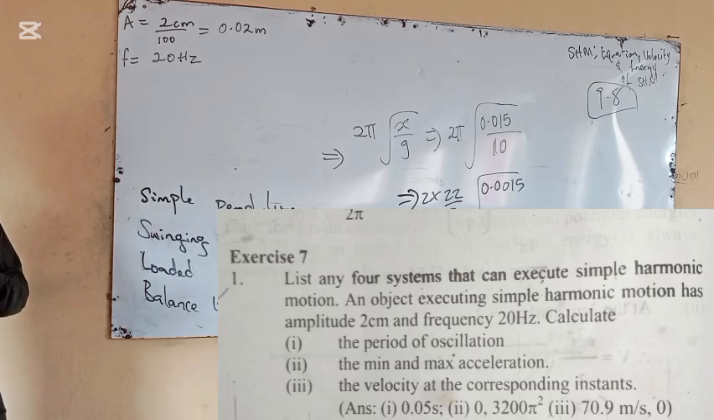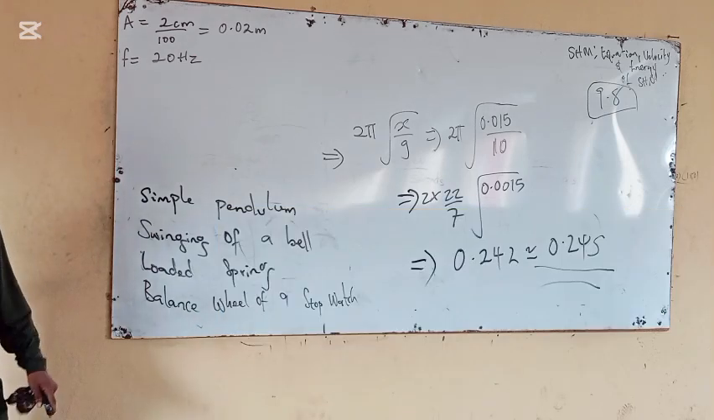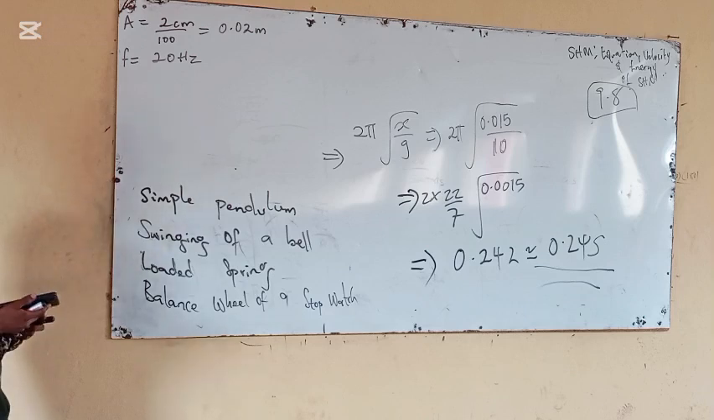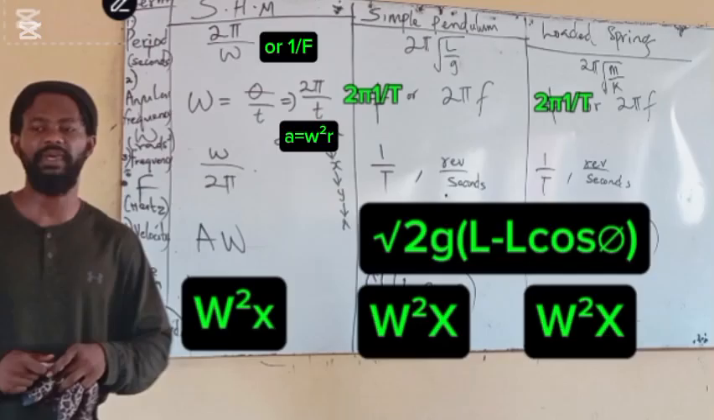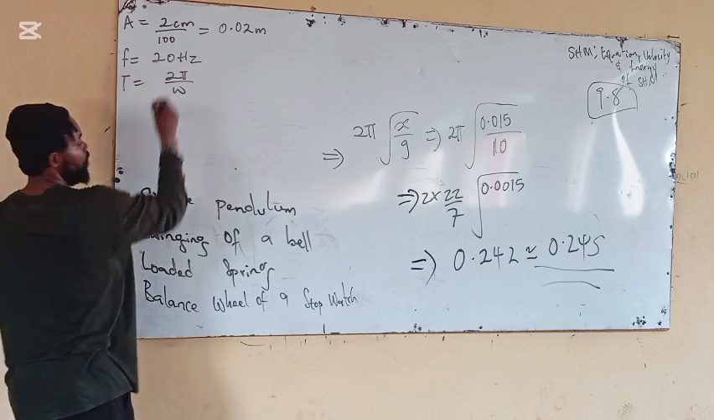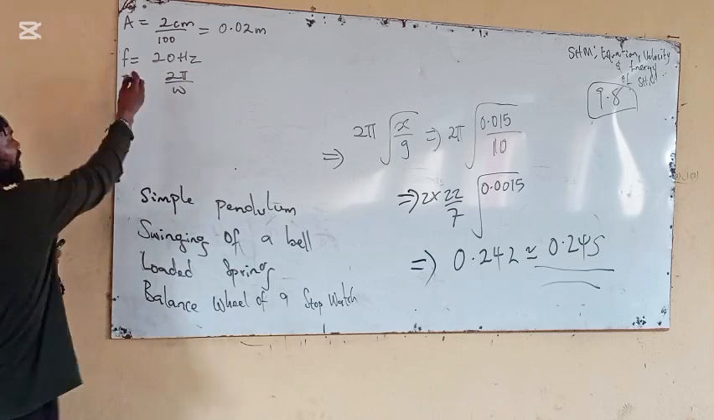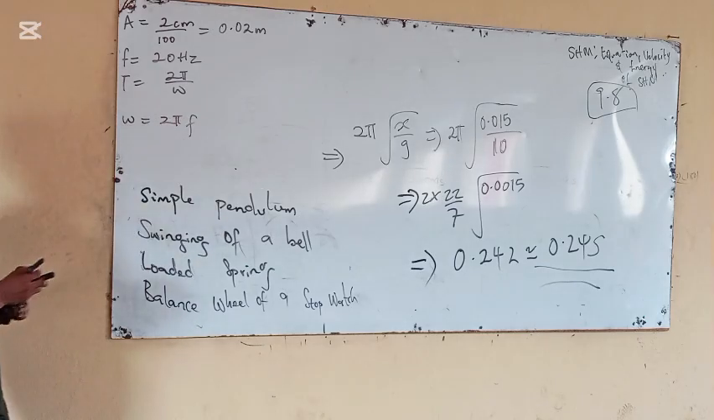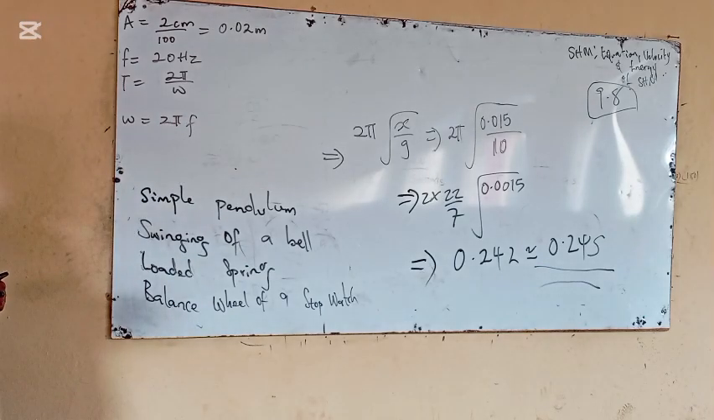Remember what we are dealing with here. Checking the question, did they say simple pendulum? No. What they said is simple harmonic motion. So I'm using the equations I gave you. The period is simply going to be 2 pi over W. But remember that W is equal to 2 pi F. Do you still remember?